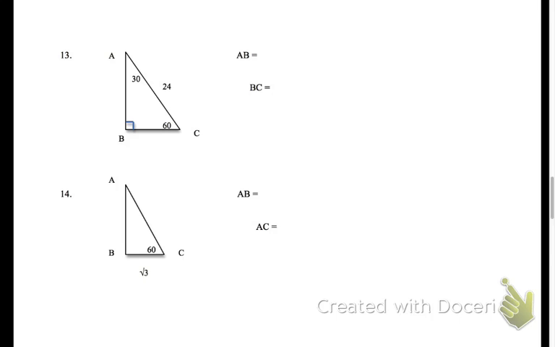Okay, how about finding the side lengths here on these two other examples? The first one's a 30, 60, 90 right triangle. We're given the hypotenuse here is 24. The short leg, which is BC, is half the hypotenuse. So that one's easy, that's 12. And then the long leg, AB, is always root 3 times the short leg. So that's going to be 12 root 3.